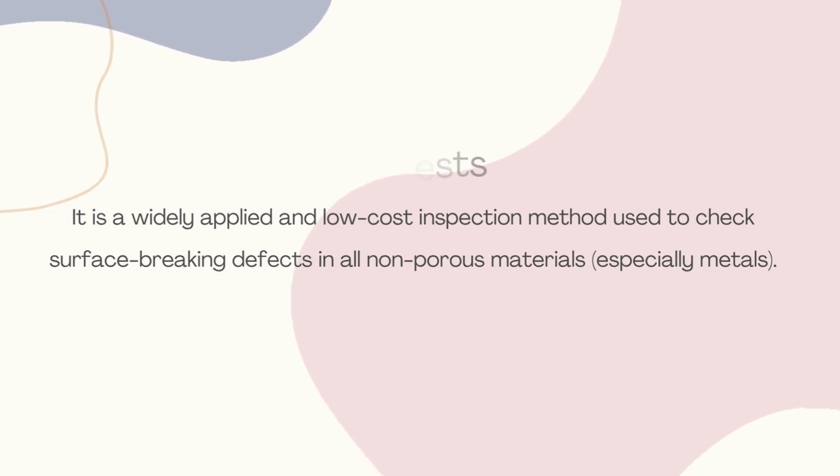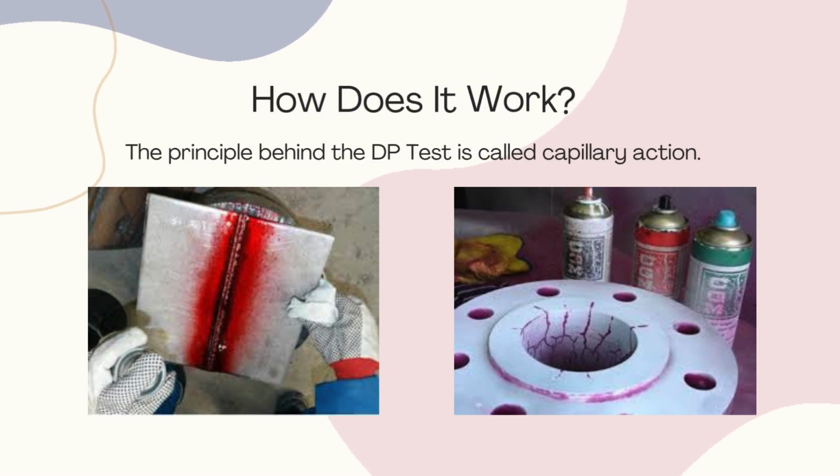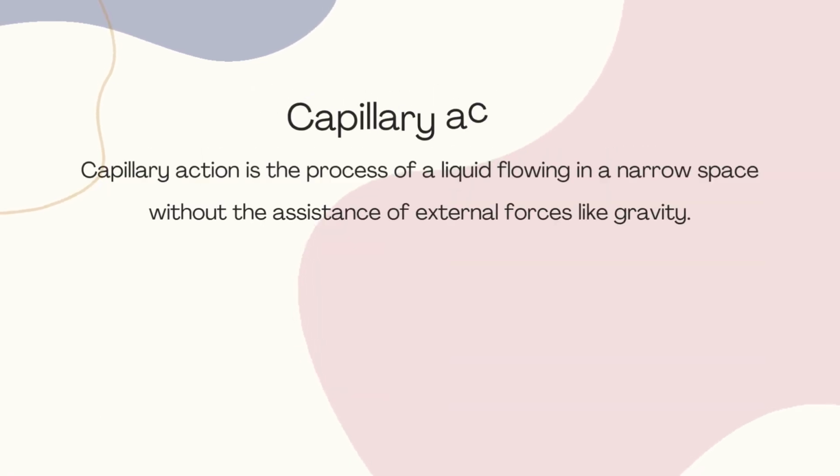Let's see how does it work. The principle behind the DP test is called capillary action. This means that a liquid called the penetrant can flow into any tiny cracks or pores on a surface, even without any external force. The liquid pulls itself into narrow spaces. Sometimes this movement can go upward or downward depending on the surface and the material.